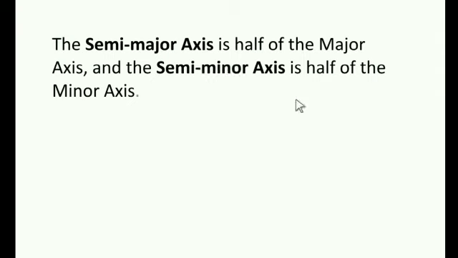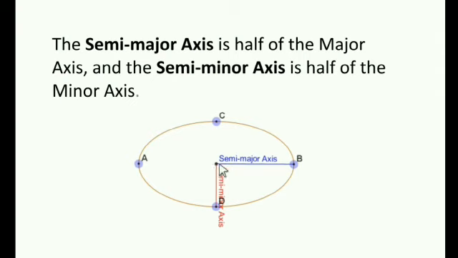The semi-major axis is half of the major axis and the semi-minor axis is half of the minor axis. Now what is the semi-major axis? If we halve the major axis, it becomes the semi-major axis. Similarly, if we halve the minor axis, it becomes the semi-minor axis. Look at this. This is the semi-major axis and this one, the red one, is the semi-minor axis.